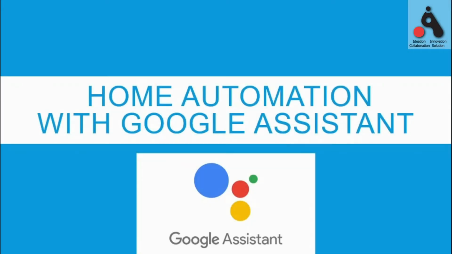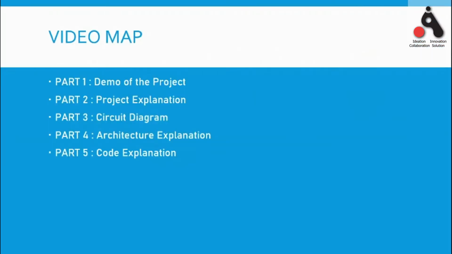Welcome everyone to a new IoT tutorial, and in this tutorial we are going to see a home automation system with Google Assistant. For this project we are going to control an electric bulb and a servo motor through voice commands. In this video we are going to see the demo of the project in the first part.